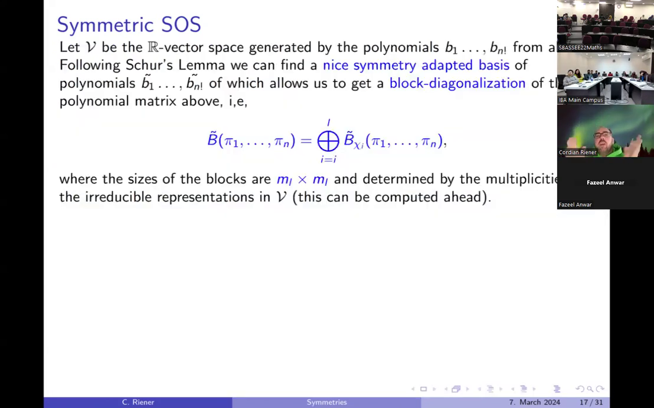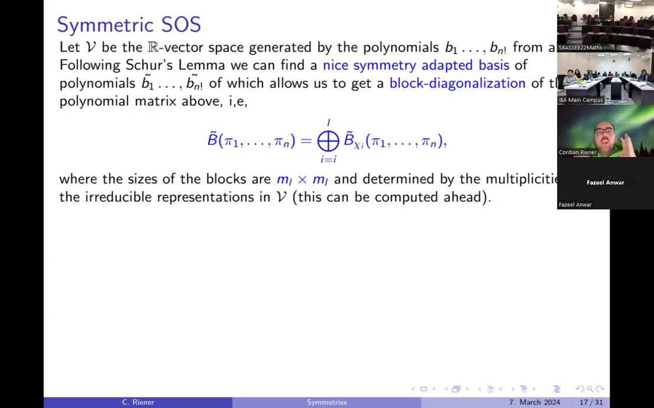Because, again, everything I'm telling you now actually works also for finite groups and even more generally. We saw, as consequences of Schur's lemma, that we can find a nice symmetry adapted basis for representations. So I can also find a nice symmetry adapted basis for my polynomial ring module basis, this P1 twiddle to Pn factorial twiddle, which allows us to get a block diagonalization of the matrix polynomial above.